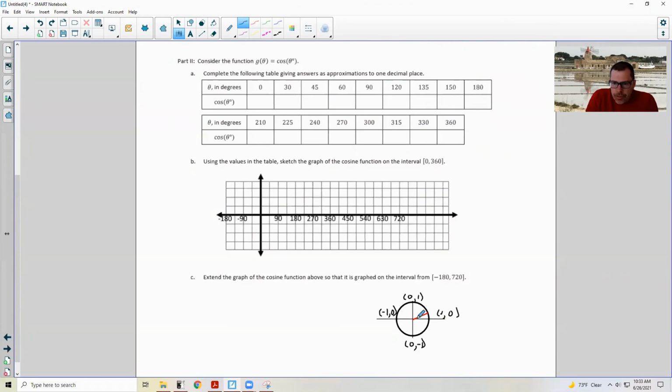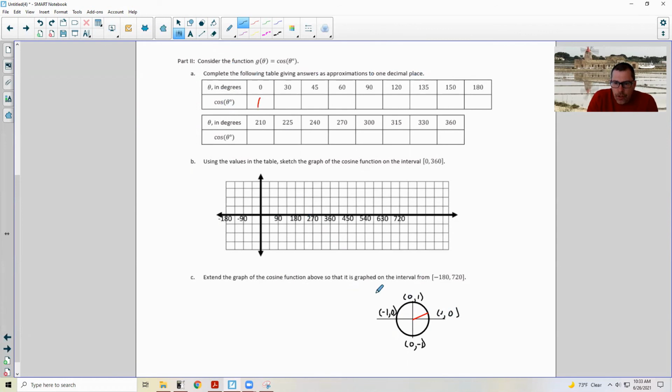Okay, so here we go. I brought this unit circle in down here just to give us an idea as to where we are. And so using the values, complete the table, 1 decimal place again. So the cosine of 0, remember if we are here, 0 degrees is right here. That's the point (1, 0). Cosine's the x value, that is 1. Cosine of 0 is 1.